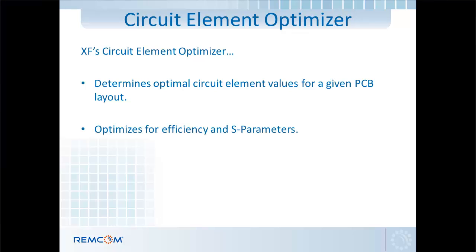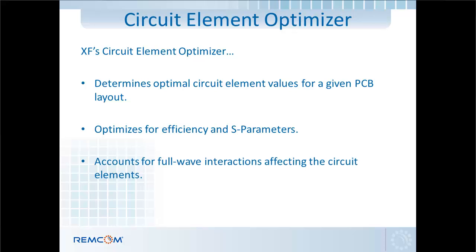When it does that optimization, it considers the S parameters or system radiation efficiency, and so you can optimize on either one of those goals. And the thing that makes this module so unique and powerful is that it accounts for the full wave interactions affecting the circuit elements. Since it takes the full PCB layout, it accounts for all of the coupling between the matching network and the components, but also the matching network and the antenna, or any other kind of coupling that happens in that area.